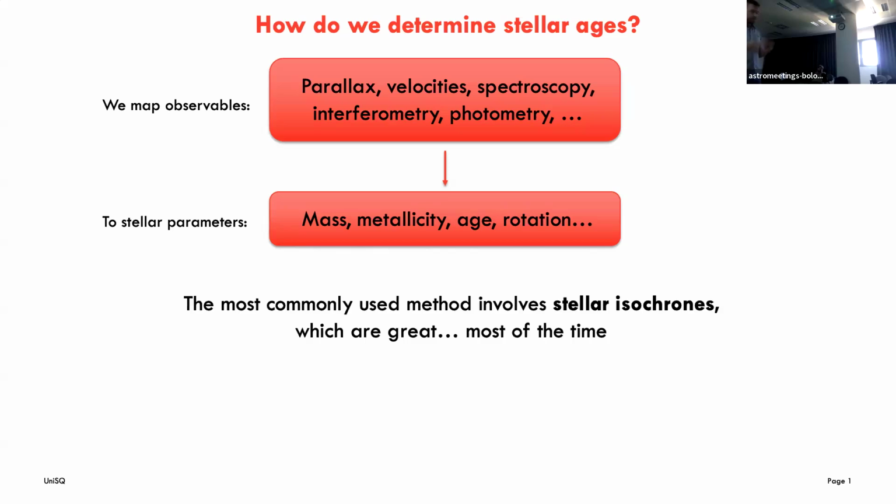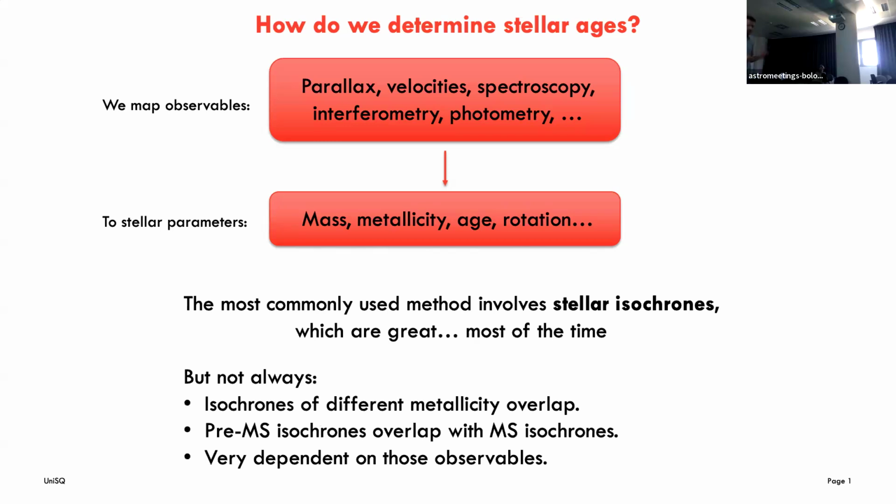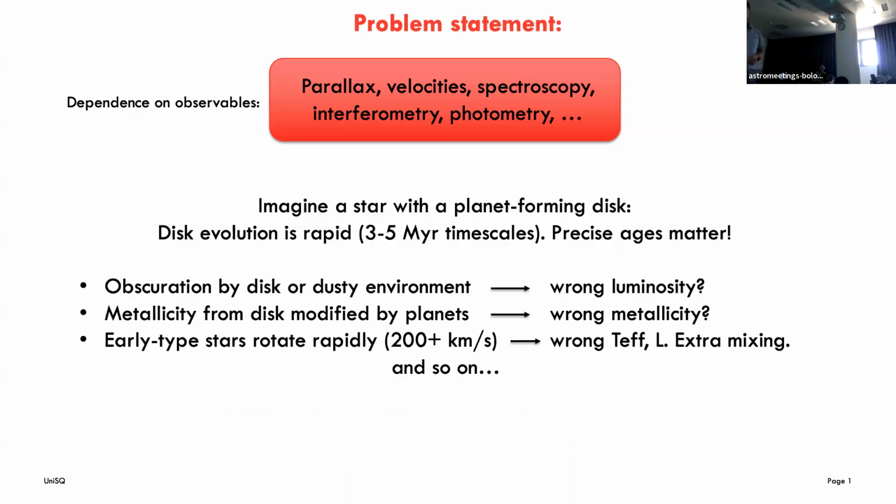The most commonly used method to do this would be stellar isochrones, which are great most of the time, but not always. If you have isochrones of different metallicity, those can overlap and make it difficult to work out what's the true age of the star. Pre-main sequence isochrones will overlap with main sequence isochrones, and the results are very dependent on those observables that we were just talking about. So if you want to measure the main sequence turnoff or something, then isochrones are fine. But if you're talking about individual stars, you can have some large uncertainties.